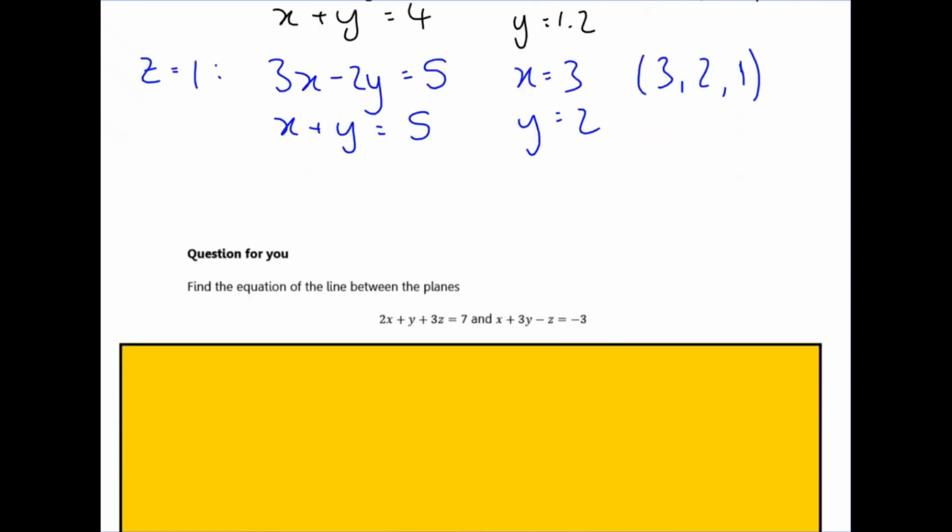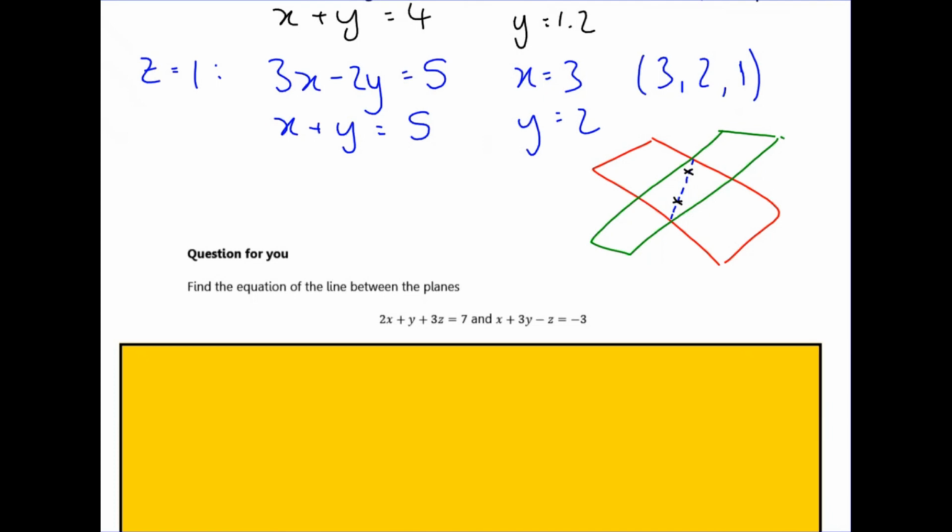Let me try and draw you a rubbish diagram. So here's one plane. Here's another plane. Imagine this is 2 sheets of paper crossing each other, and there's a line in between them, like this. We're finding the equation of this line. So what we've done is find 2 points on that line, and then we can find the equation between them.